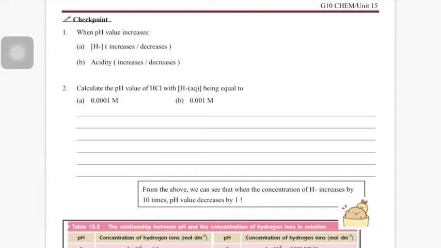Question 1. When pH value increases, what's the change for hydrogen ion concentration and acidity? First, hydrogen ion concentration. When pH value increases, that means it becomes more alkaline. So it should indicate that the hydrogen ion concentration actually decreases.